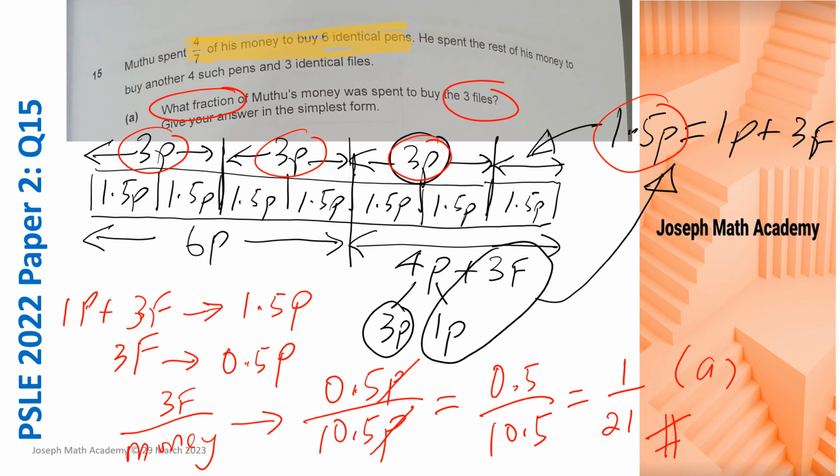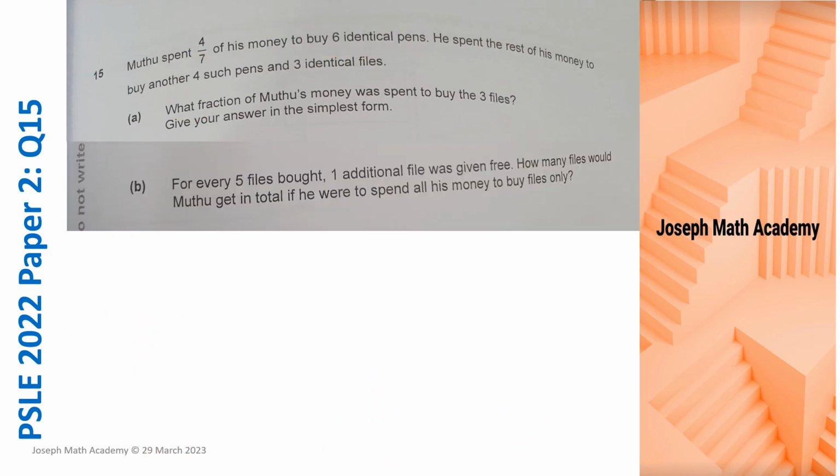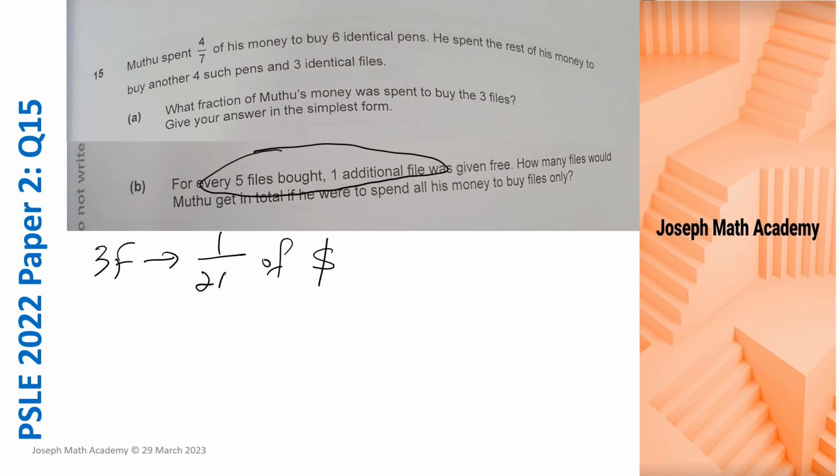Moving on to part B in my next slide. So I'm going to repeat what I have written previously. To buy 3 files, Muthu used 1 out of 21 of his money. Now, we are told that for every 5 files purchased, 1 file will be given free. That means one set, the person can bring back 6 files.